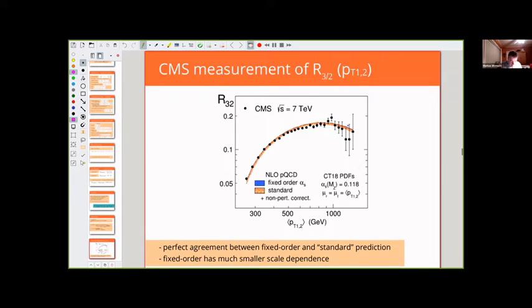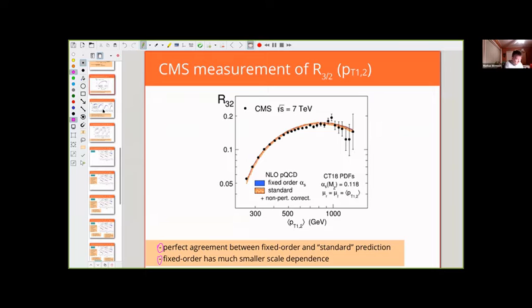So the fixed order result has a very, very small renormalization and factorization scale dependence. While the standard result, this is pretty much as what you have seen before in the CMS paper. So in this case, we see a perfect agreement between the two results. And we see that the fixed order has a much smaller scale dependence. This is not to say that the fixed order result is better again, right? This is just an observation here.